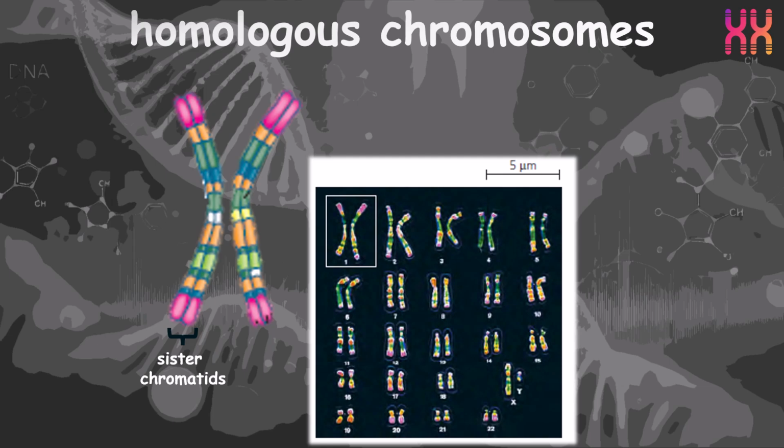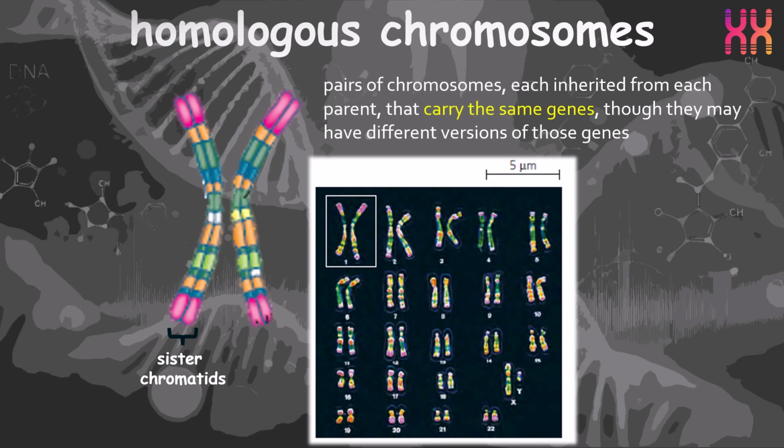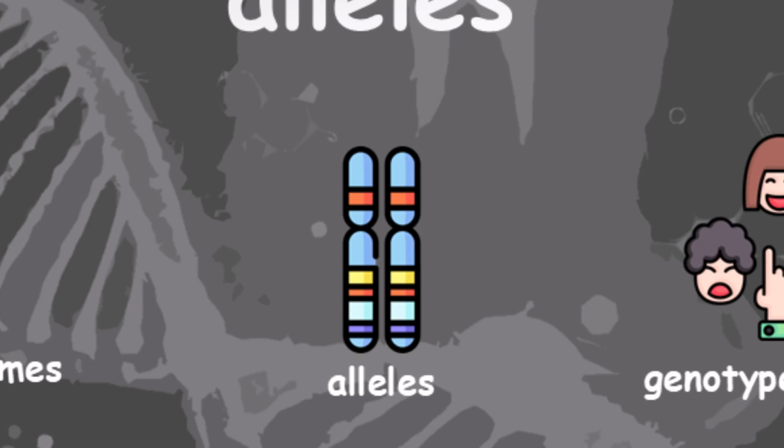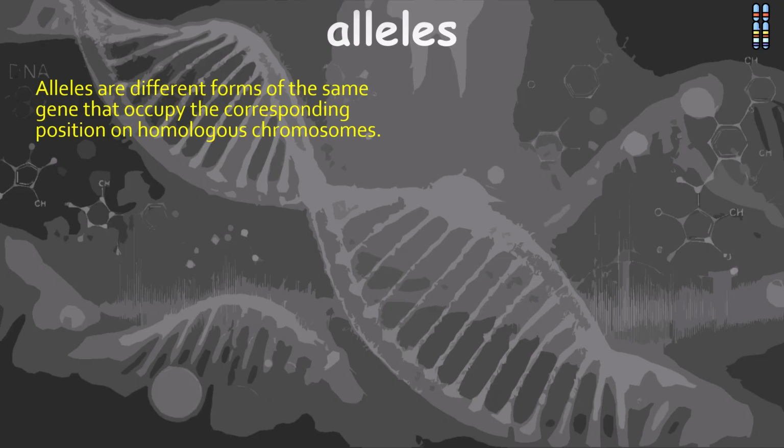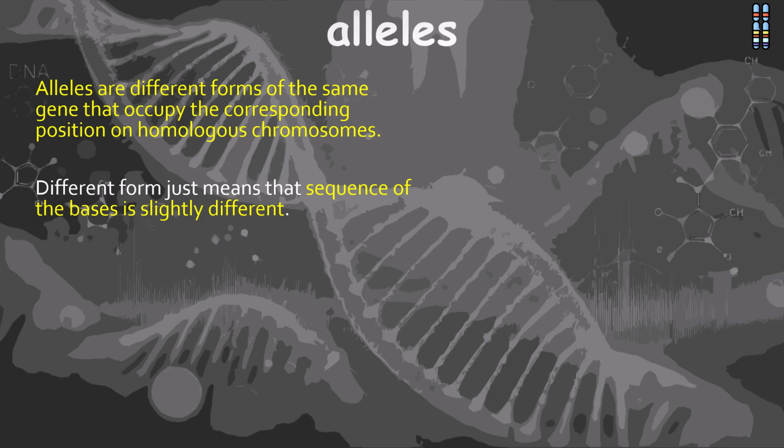Besides the sex chromosomes, X and Y, each of these pairs of chromosomes is roughly the same length and contains the same genes. These pairs are known as homologous chromosomes. Each is inherited from one parent. While they may have the same genes, the versions of those genes may differ, and we term them as alleles. Alleles are different forms of the same gene that occupy the corresponding position on homologous chromosomes. A different form simply means that the sequence of bases is slightly different.